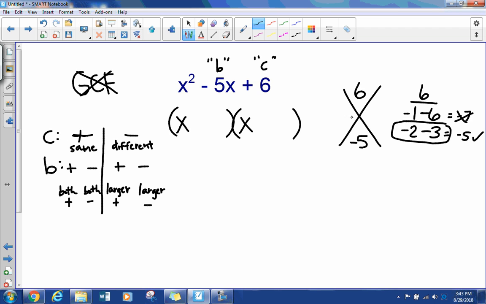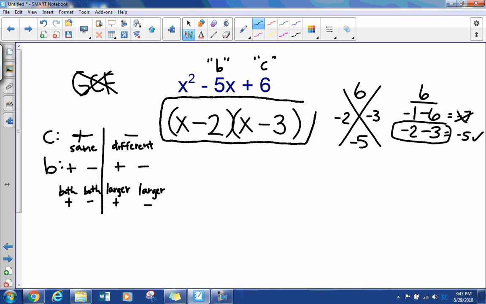They are the winners. But more importantly now, these are the two numbers that we're going to drop into these parentheses over here. So it'll say x minus 2 and x minus 3. And this gives us the two factors that the quadratic trinomial we started with would break down to be.